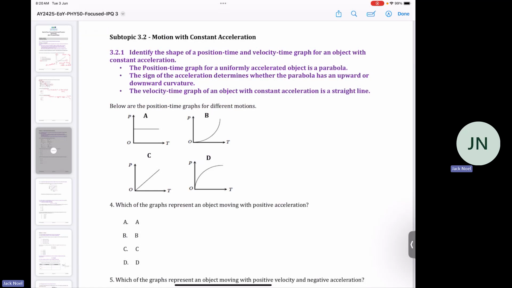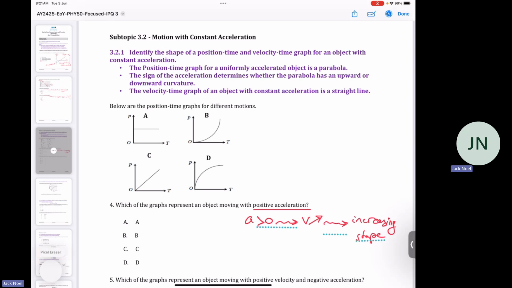3.2, motion with constant acceleration. The first question here is: in the position time graphs that we have, which of the graphs represent an object moving with positive acceleration? Positive acceleration means that speed is increasing, speeding up. Speeding up means that the slope is increasing. So, increasing slope.